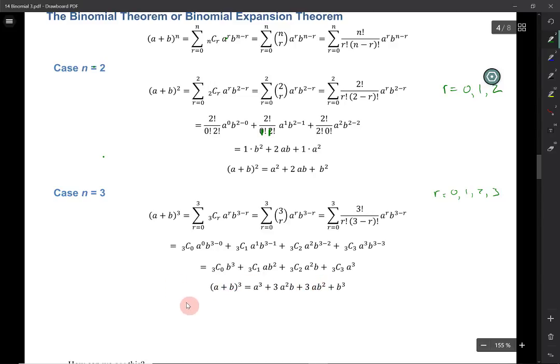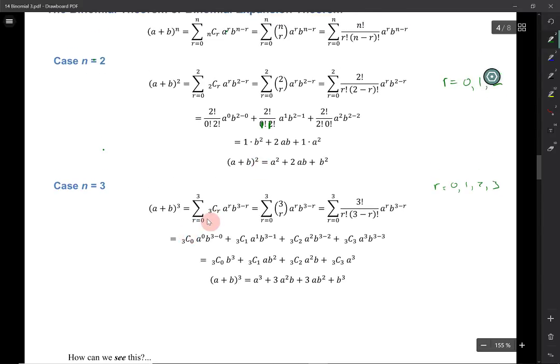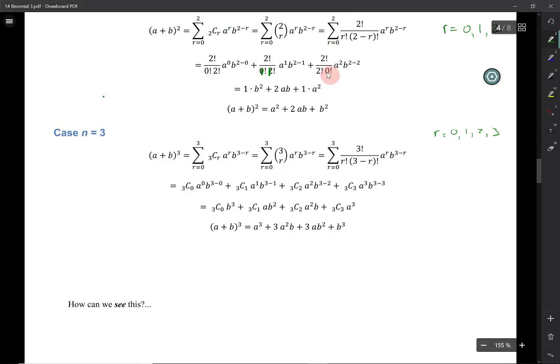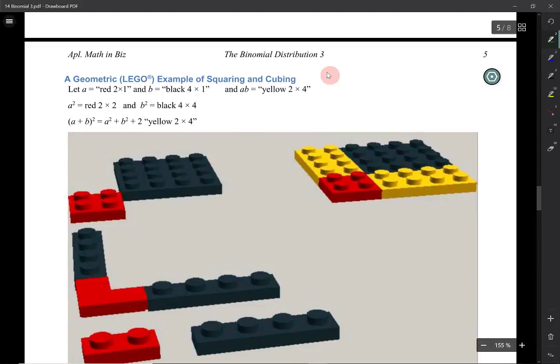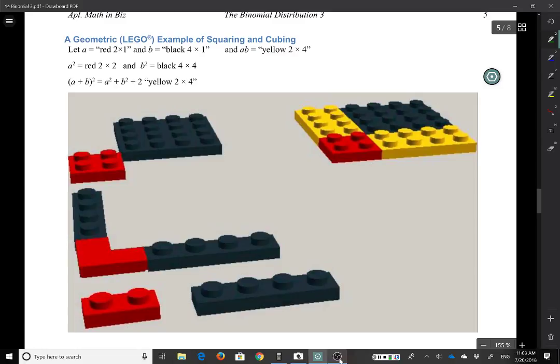So that's how it works. It seems reasonable. We haven't totally proved it, right? But it seems reasonable that this is the expression for all of those cases.